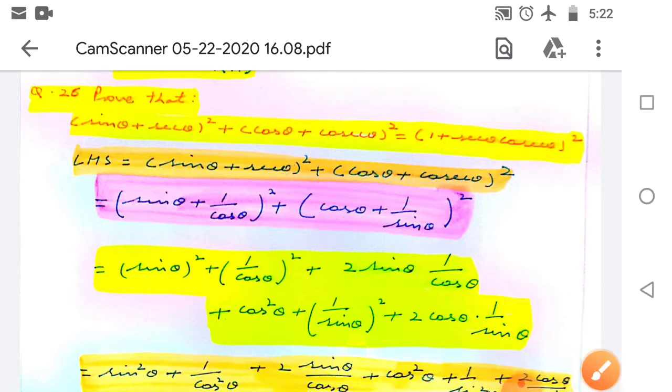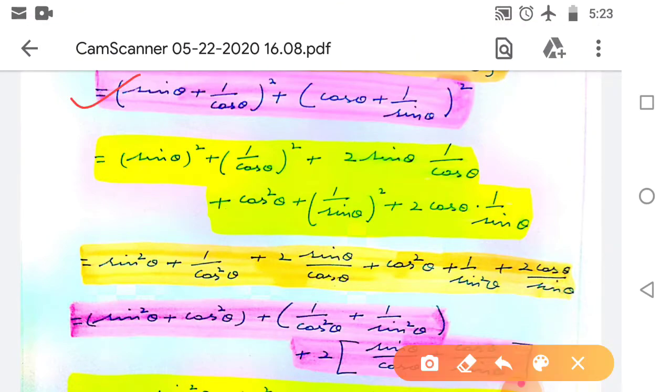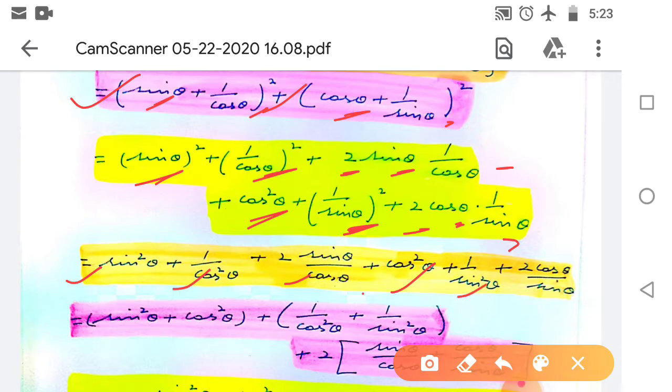Now what we have to do is, we have to use a plus b whole square. What is that? A plus b whole square. This is a, this is b. So, a square plus b square plus 2 into a into b, right. This is again a plus b whole square. So, a square plus b square plus 2 into a into b, right. So, finally it becomes sin square theta plus 1 upon cos square theta plus 2 sin theta upon cos theta, and this is cos square theta plus 1 upon sin square theta plus 2 cos theta upon sin theta.